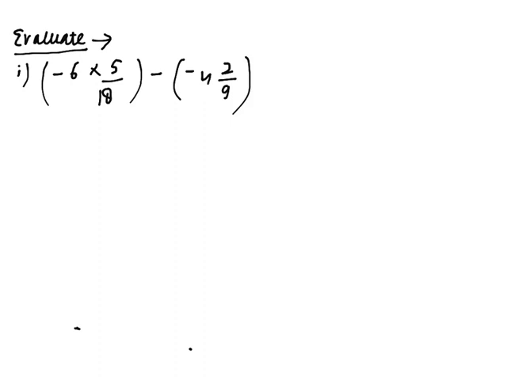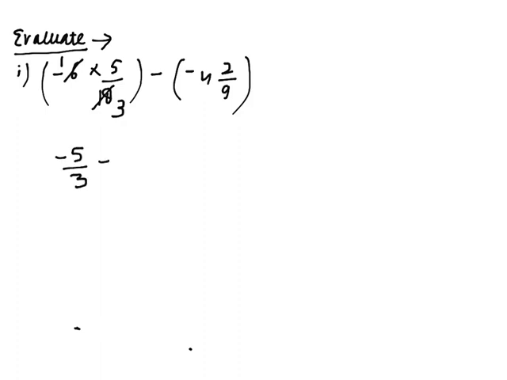Next we have to simplify. We have two braces and we are multiplying like minus 6 with 5 by 18, then we have minus and in the other bracket we have negative 4 whole 2 by 9. First of all, we will solve the numbers inside the braces. Here we have 6 multiplied by 5 by 18. So we will solve it. 6 times 1 is 6 and 6 times 3 is 18. So we are left with minus 5 by 3 over here.